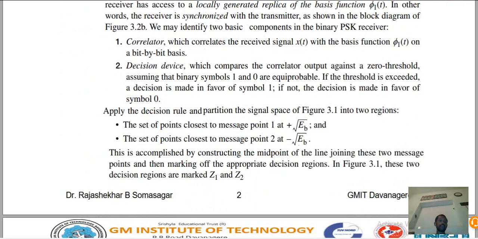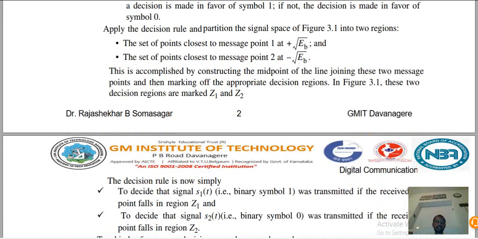Next, apply the decision rule and partition the space of figure 3.1 into two regions. The set of points closest to message point 1 at plus root Eb, and the second point at minus root Eb, are separated by the midpoint, drawing a line that acts as the decision boundary. These are marked as two decision regions, zone 1 and zone 2, that is Z1 and Z2.